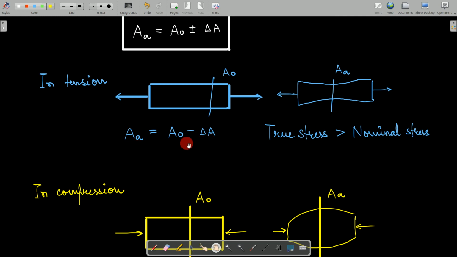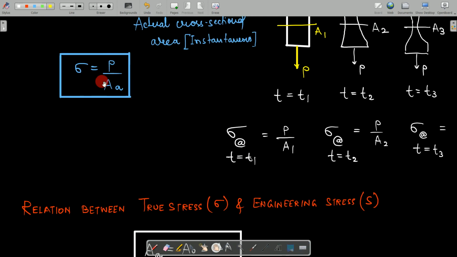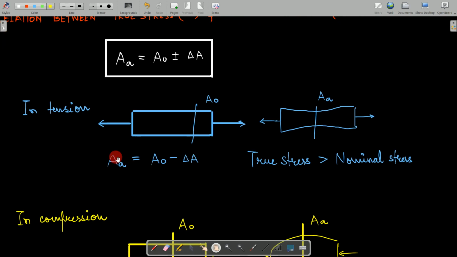delta A. Now if area gets reduced, and we know that stress is load over area, so if the actual area gets reduced, if the denominator gets reduced, what is going to happen to this term? Of course, this will increase, right? Since the denominator is decreasing, the entire expression value will increase. So that is why we have written that in tension, your actual area is equal to A naught minus delta A, and due to this, your true stress will be more than your nominal stress in this case.